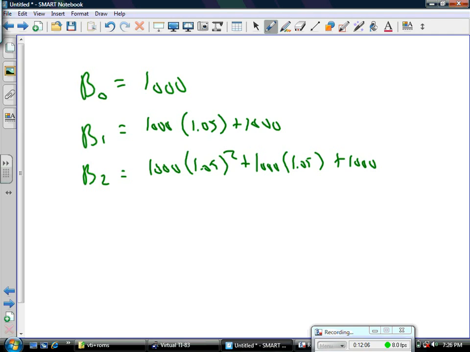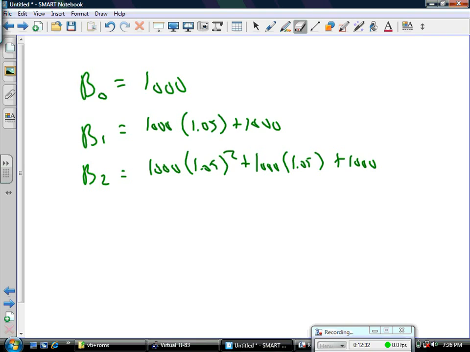That's not a savings account, that's an annuity, where you put in a certain amount every number of months or years or whatever it is, on top of the interest. You keep on putting money in, right? All right, so what's B3? Take this whole mess, multiply it by 1.05 and add on 1,000. Okay. Let me stop at B2 because I'm running out of room.